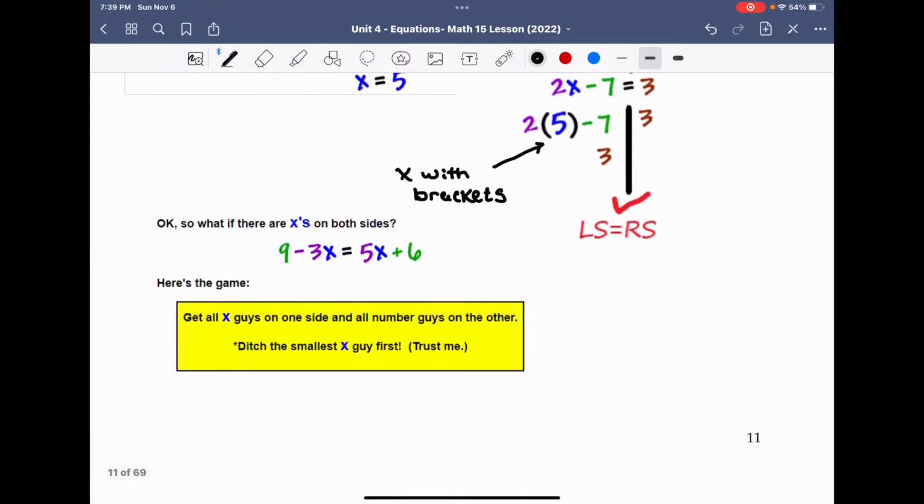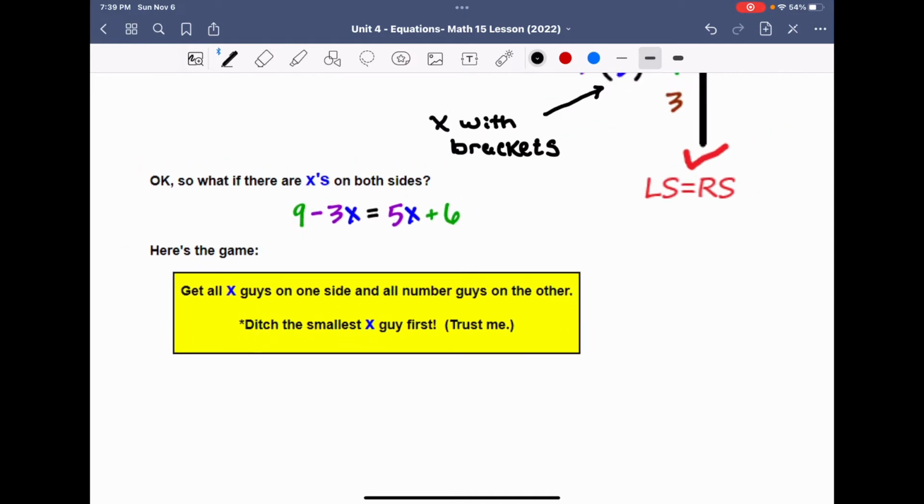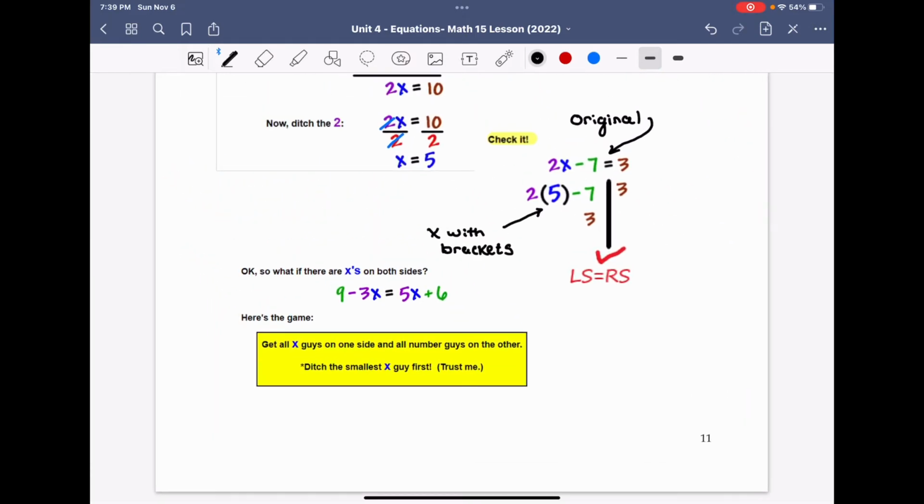Okay, now what if there's an x on both sides? Well, here's the thing. We need to figure out how we can algebraically manipulate it so that we have all the x's on one side, all the numbers on the other, and then see if we can isolate this. So let's see how this works in an example on the next page.